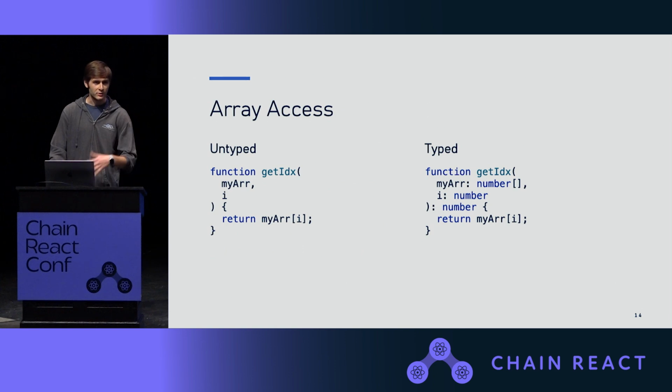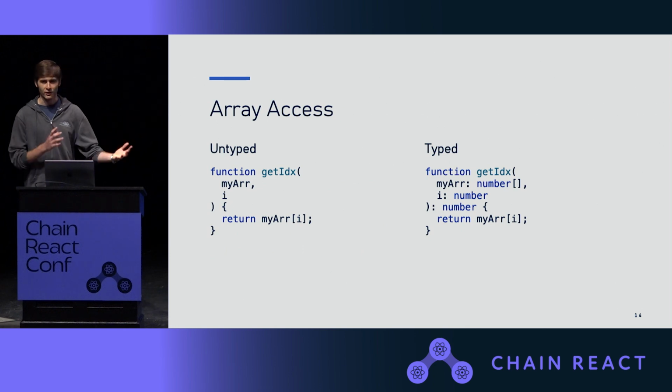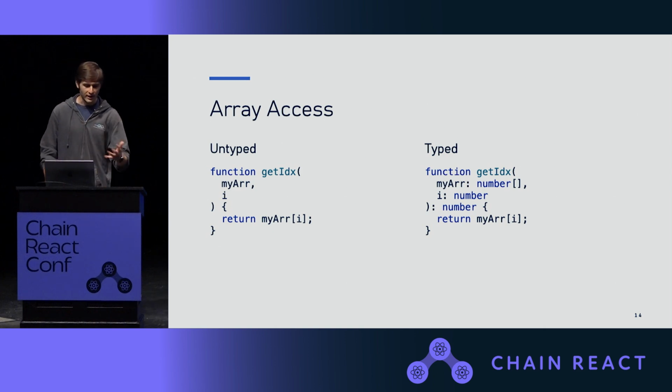So another place we've seen types make a big difference is with array accesses. Here's another very simple example. We have a function that takes an array and an index, indexes into the array, and returns the value at that index. On the left, we have an untyped version, and on the right, we've annotated the parameters to the function and the return type.